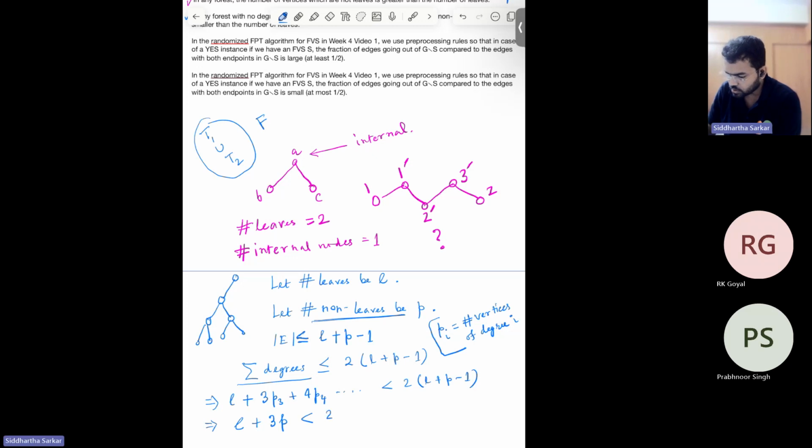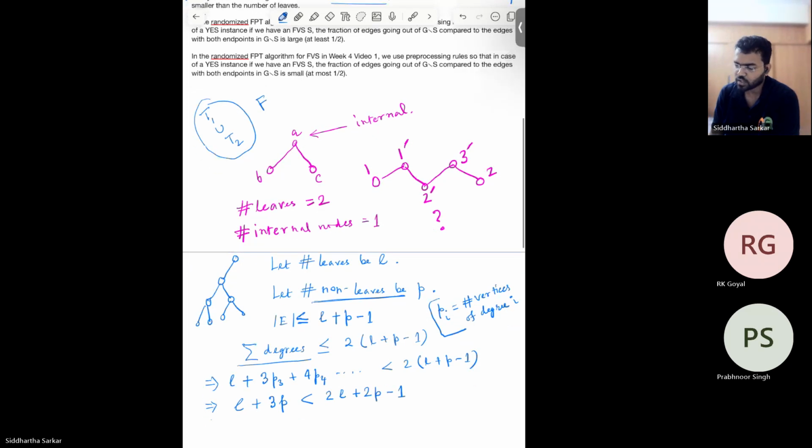So that is at most. Now I am expanding it. Now we can do this simplification. So this small l goes to the other side and this 2p comes to this side. So p is at most l minus 1, or in other words, l is greater than p plus 1. And if it is greater than p plus 1, it's also greater than p. So therefore, the number of leaves is at least the number of non-leaves. So that is what we wanted to prove.